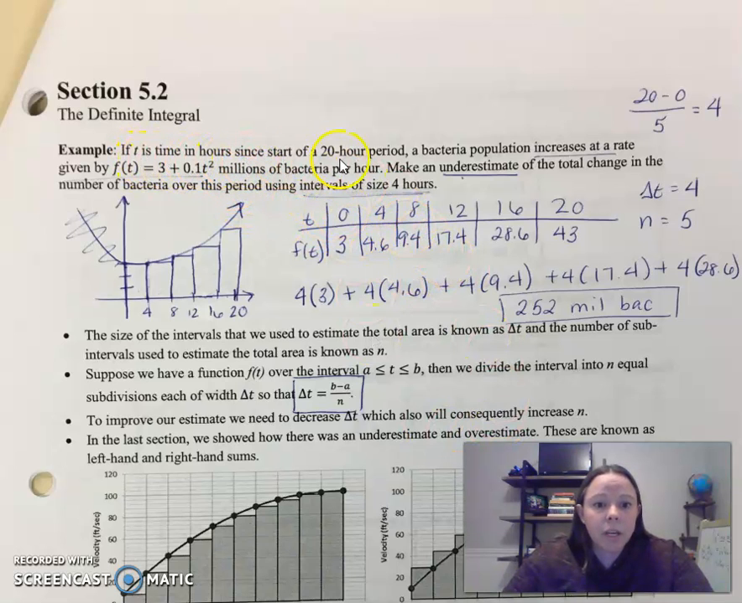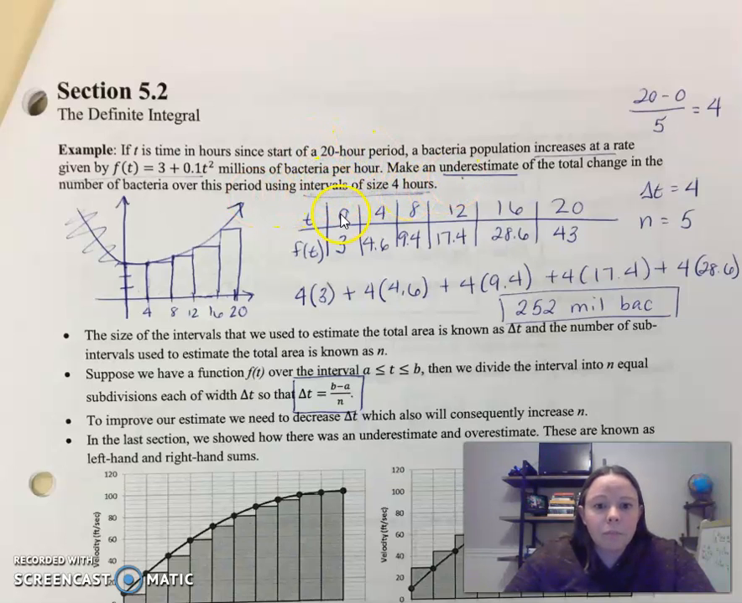If t is time in hours since the start of a 20-hour period, a bacteria population increases at a rate. So here's our derivative they're giving us. You might note it says increases at a rate given by, but it doesn't have the derivative notation, and that is okay. But you have to keep in mind this actually represents the derivative. Maybe it's the derivative of capital F of t, but you're going to have to be a little bit flexible with that notation. This does represent millions of bacteria per hour. It is a derivative. So it says make an underestimate of the total change in the number of bacteria over this period using intervals of size 4 hours.